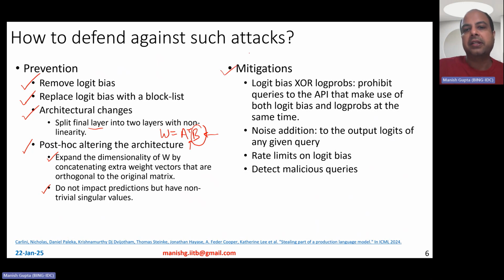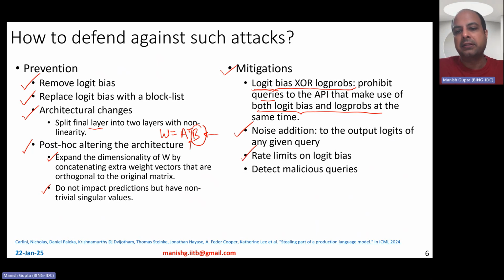Another way of mitigating such attacks is to not have an API which supports logit bias and log probabilities together. If you are accepting logit bias in a query, then don't return log probabilities. Or if you're returning log probabilities, then don't accept logit biases. So either accept logit bias or output log probabilities. Prohibit the queries which require both. You could also add noise to the output logits of any given query. So that disables the attackers from doing their job nicely, from figuring out the weight matrix and so on.